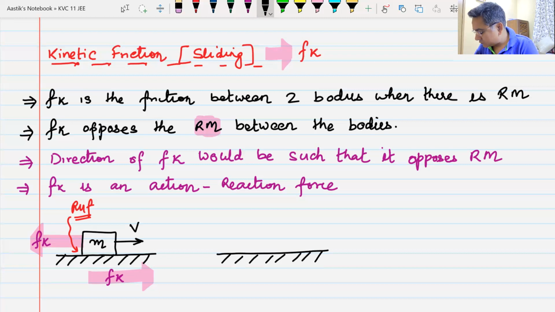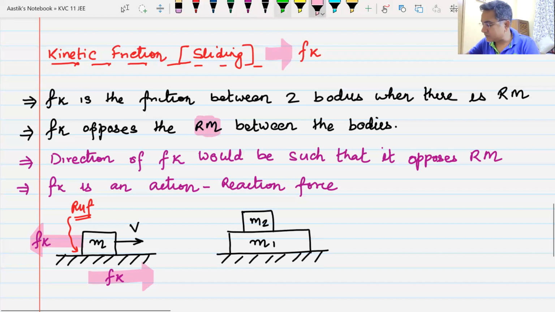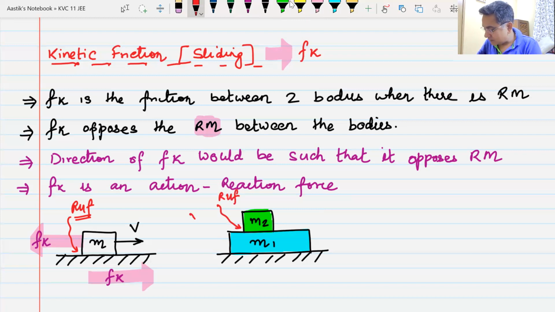Let us now think about one more example. Now there are two blocks. One is the blue block, which is lying below, and the other one is the green block, which is on top of the blue block. Remember, all the surfaces are rough. So there is friction between this and this, and this surface is rough. And there is friction between this and the ground; this surface is also rough.